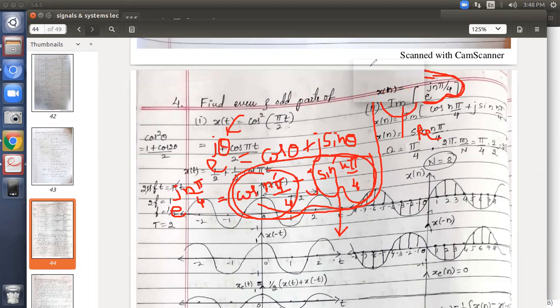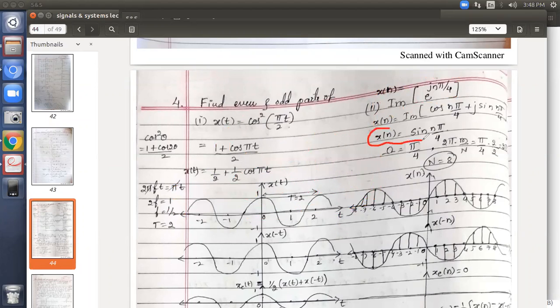That's what I have done here. You can see, your x of n will be sine of n pi by 4. Now, what is the standard form of any sine or cos angle? Sine of omega t for continuous, cos of omega t for continuous. This is the general representation of any sine signal or cos signal. You can even generalize it by taking a sine omega t and a cos omega t.